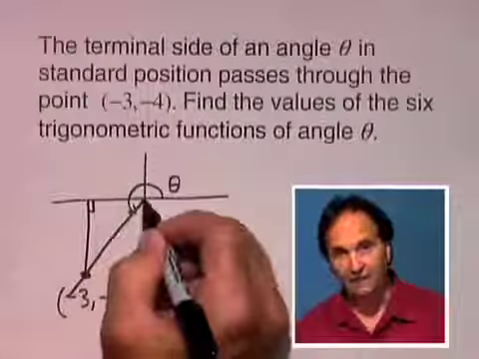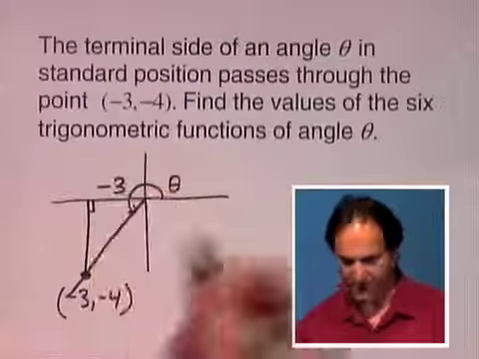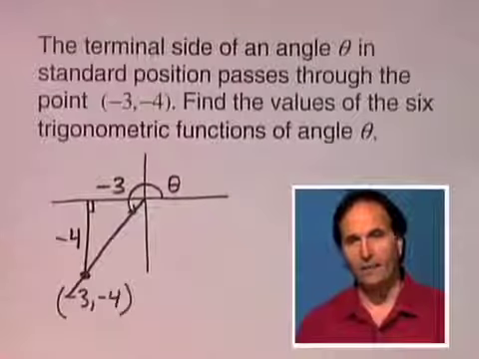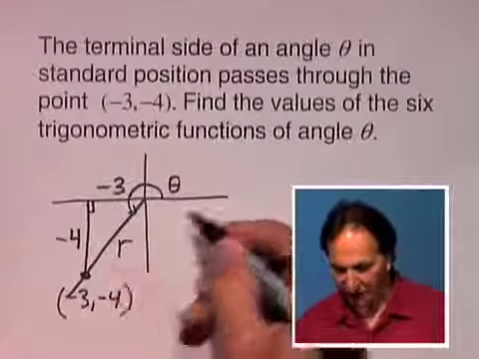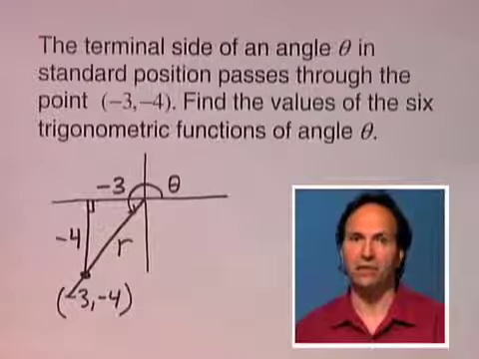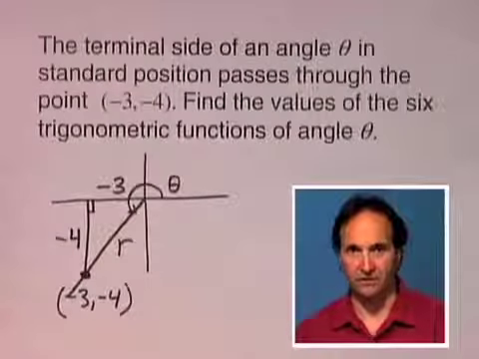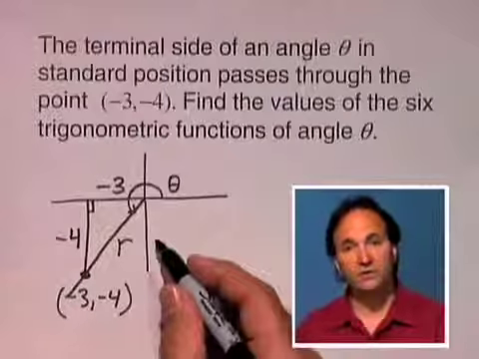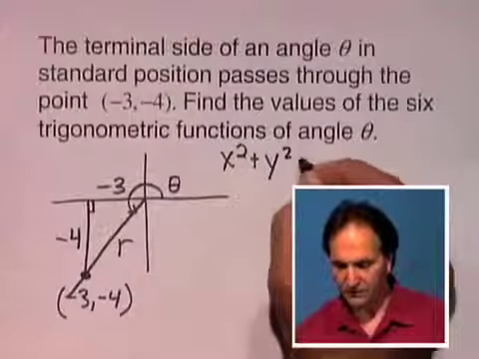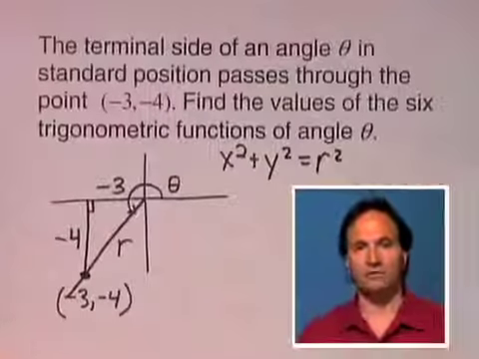This would be the side for x, -3. This side would be -4. We are interested in finding r because that is the hypotenuse of the triangle, and we need that in order to find the values of the 6 trigonometric functions. So we use the Pythagorean theorem. X squared plus y squared equals r squared.